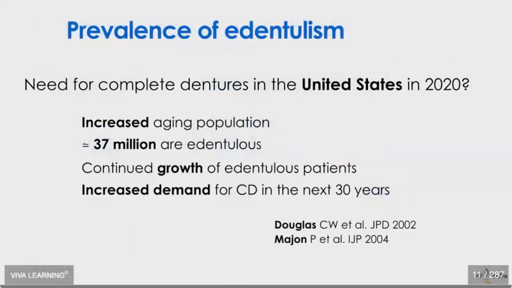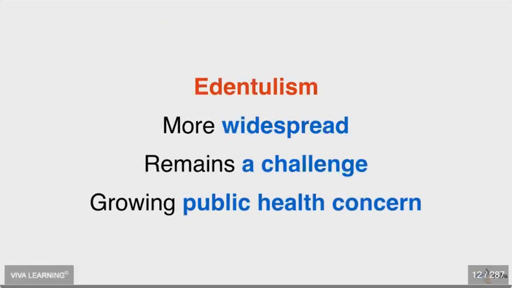This is a study published in 2002, and at that time, a colleague of ours wanted to find the need for complete dentures in the United States in 2020. He concluded there is an increased aging population. Approximately 37 million of our population are edentulous, and there's a continued growth of edentulous patients. There is an increased demand for complete dentures in the next 30 years. So edentulism is going to be more widespread, it's going to remain a challenge, and it's a growing public health concern.